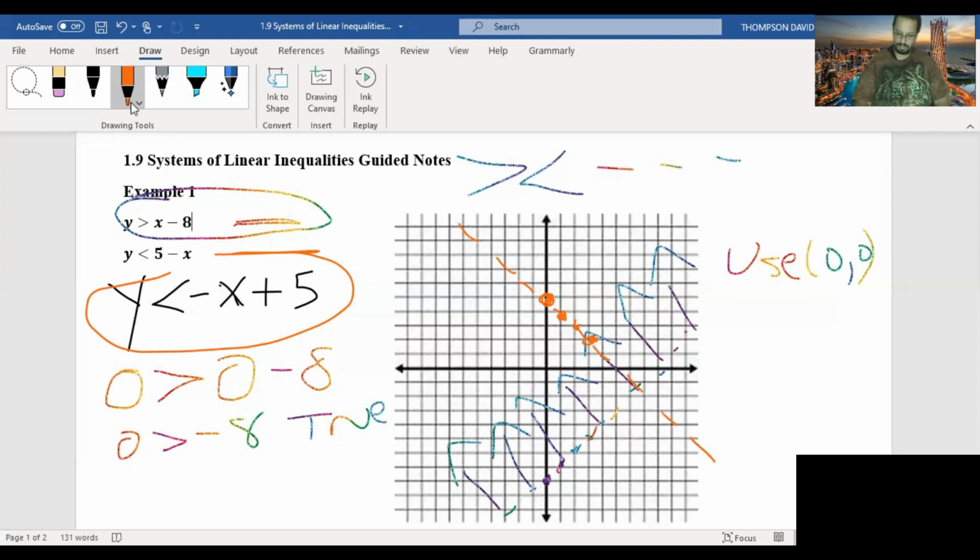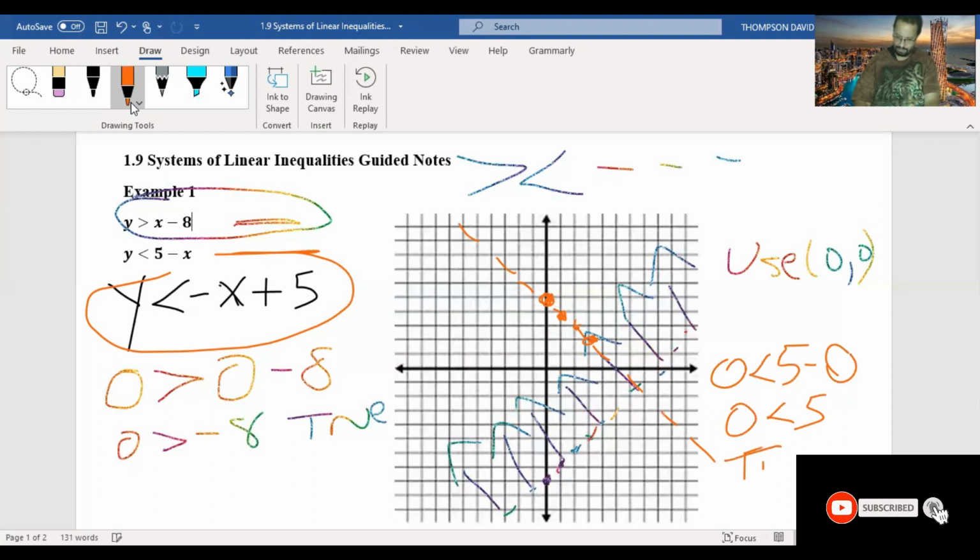Okay, again, we still have that 0, 0. So I'll do the work for this one on the right side. So we'll say 0 is less than 5 minus 0. So we're saying 0 is less than 5, and this is false. Oh, sorry, 0 is less than 5. That's true. So we're going to draw arrows going towards 0, 0.